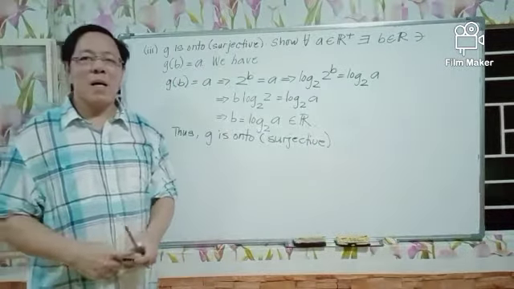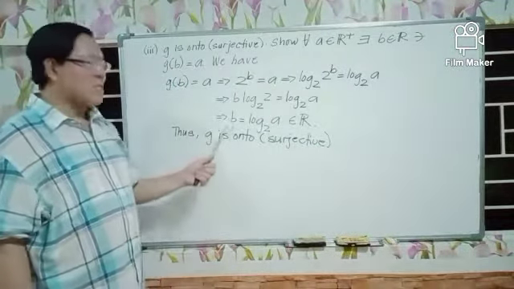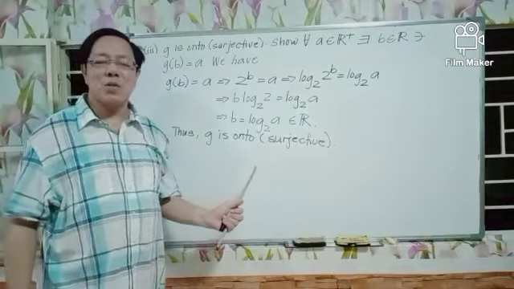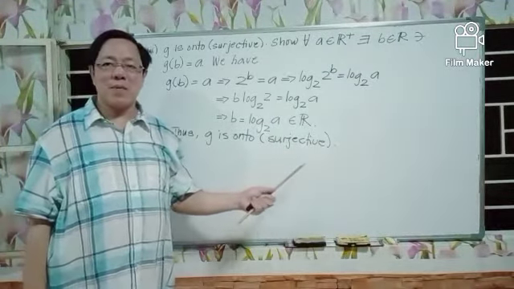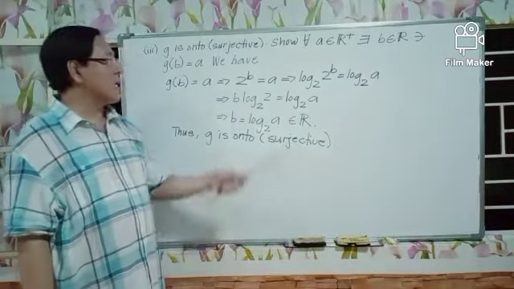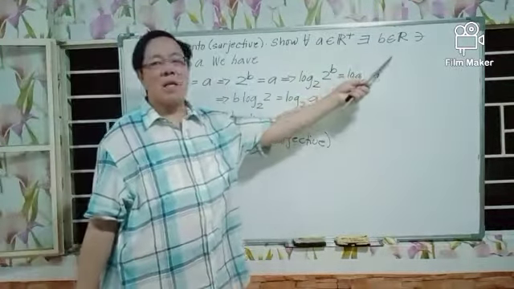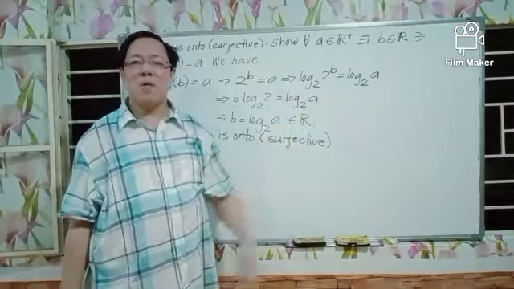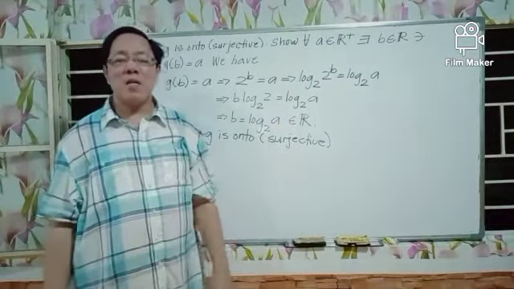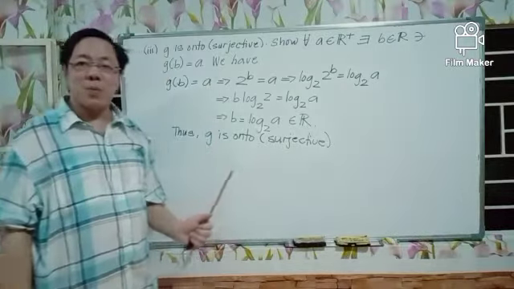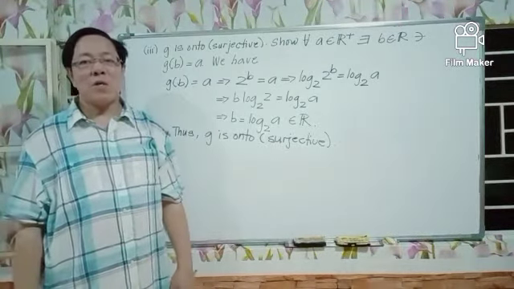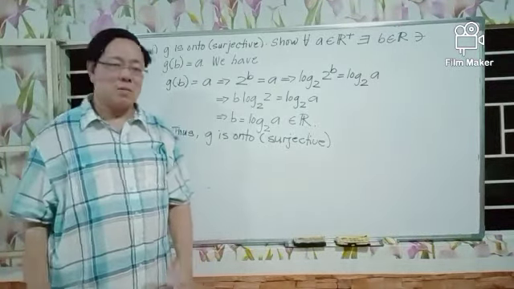We conclude again from this result that the function g is onto, or surjective. That is, the function g from the set R of real numbers to the set of positive real numbers is a surjection. And combining the results in parts 2 and 3 of this proof, we conclude that the function g is a bijection.